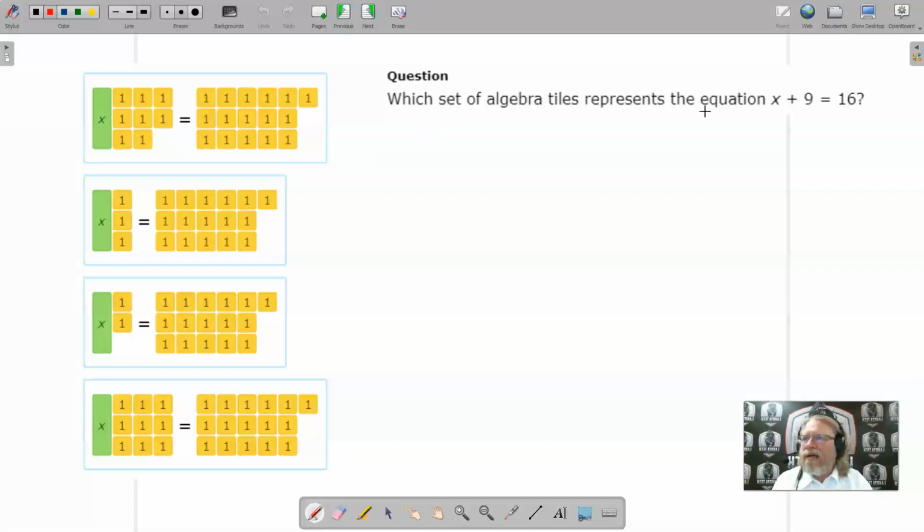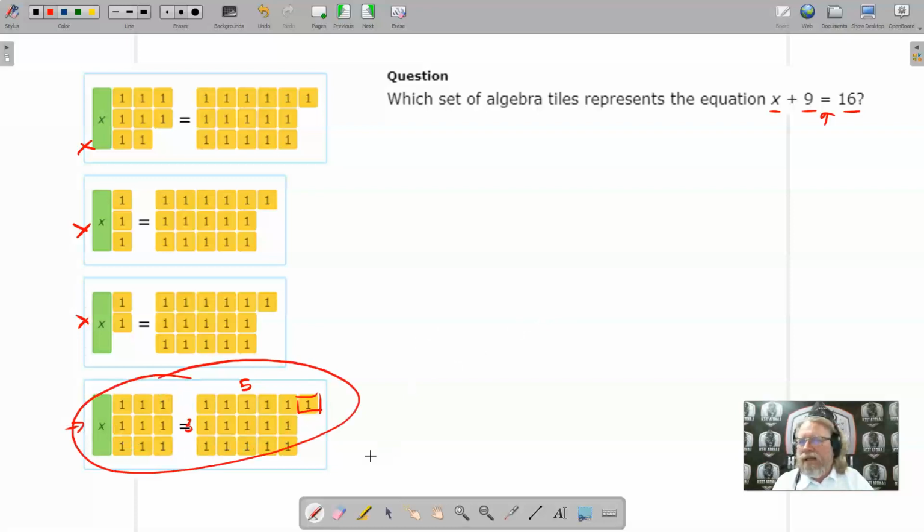Which set of algebra tiles represents x plus 9 equals 16? So here's the equal sign here. So we're looking for x plus 9 on the left. Well, here's x plus, looks like, 8. That one doesn't work. That's x plus 3. There's x plus 2. It must be this one here, right? I really don't have to go any further, but I could check. Is there 16 on the right? Well, 3 by 5 is 15, plus the one more is going to give us 16. So indeed, there's 16 on the right. So the correct answer is the last one.